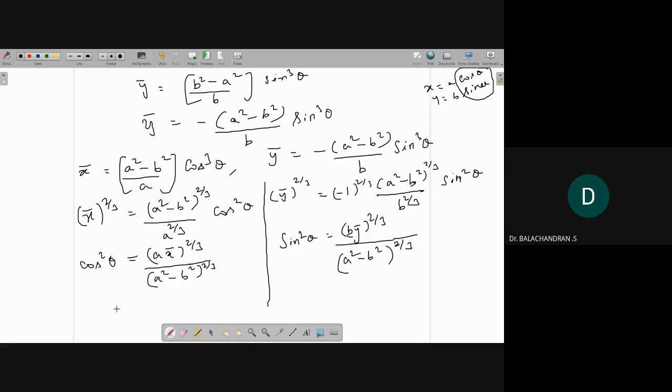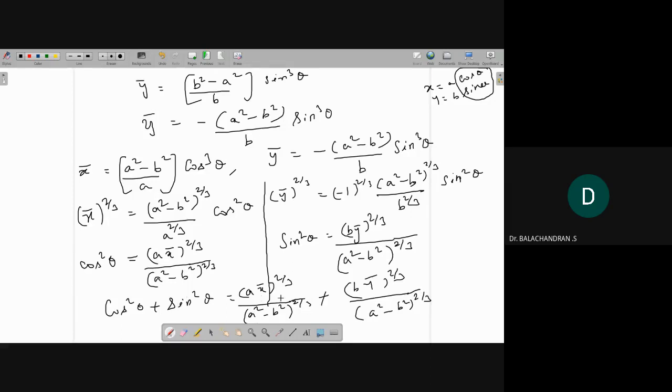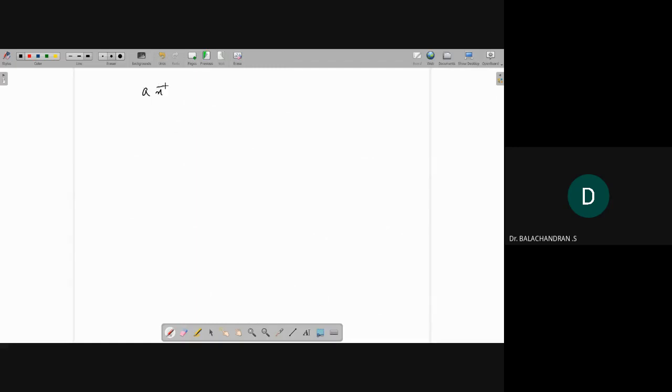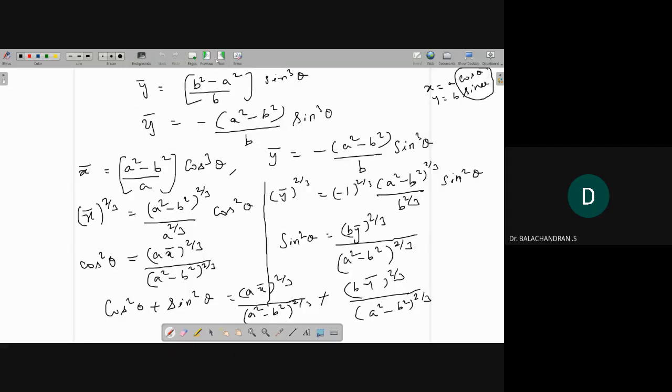So now, since sin square theta plus cos square theta equal to 1, we should add both sides. Cos square theta plus sin square theta is equal to a x bar whole power 2/3 divided by a square minus b square whole power 2/3, plus b y bar whole power 2/3 divided by a square minus b square whole power 2/3. So this is 1. So the final answer is a x bar whole power 2/3 plus b y bar whole power 2/3 is equal to a square minus b square whole power 2/3.